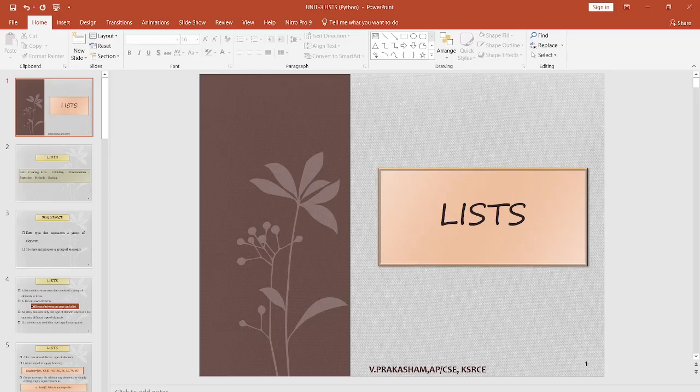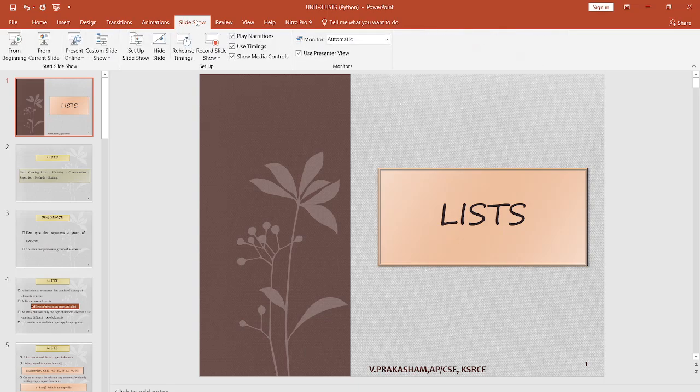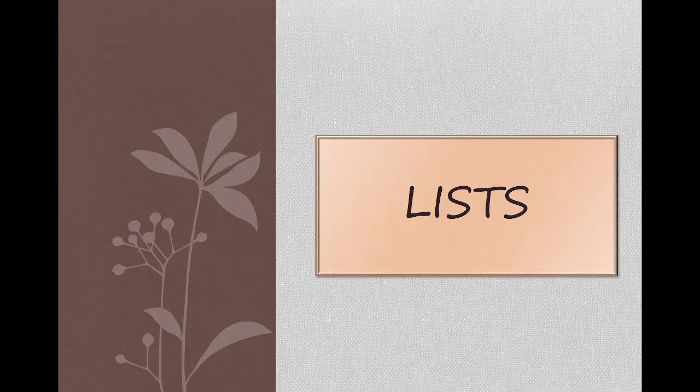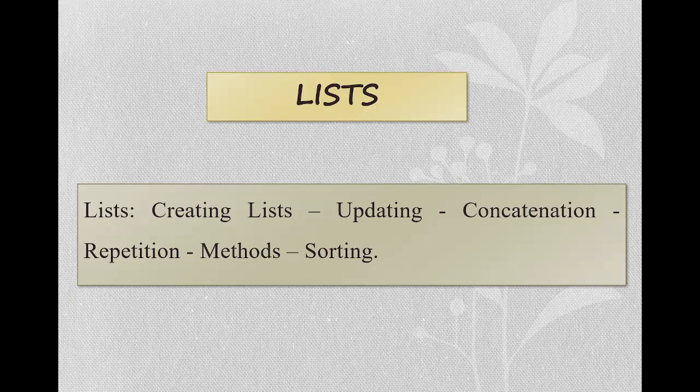Now I am going to give some data structures presented in Python programming. In Python programming, you can have inbuilt data such as list, tuples, and dictionaries. Now we will see about list. In the list we are going to see creating a list, how to update the list, how to concatenate one list with another list, how to repeat, some methods, and sorting. These we are going to see in list data structures.